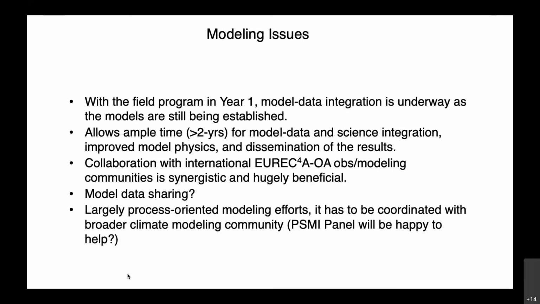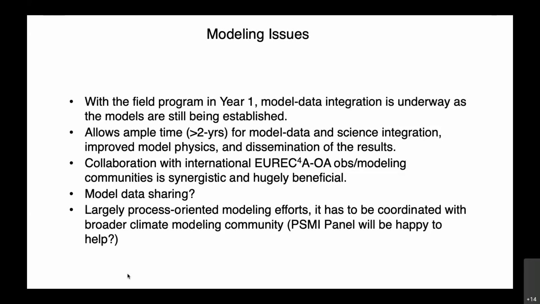Now we are doing this model data integration while the models are still being established. We just finished a bunch of sensitivity tests to find the best physics combination. So it's kind of an unusual setup, where we have a bunch of data available, but models are not set up yet. So that's a disadvantage, but at the same time, this gives you ample time to integrate this model data and then science as well.